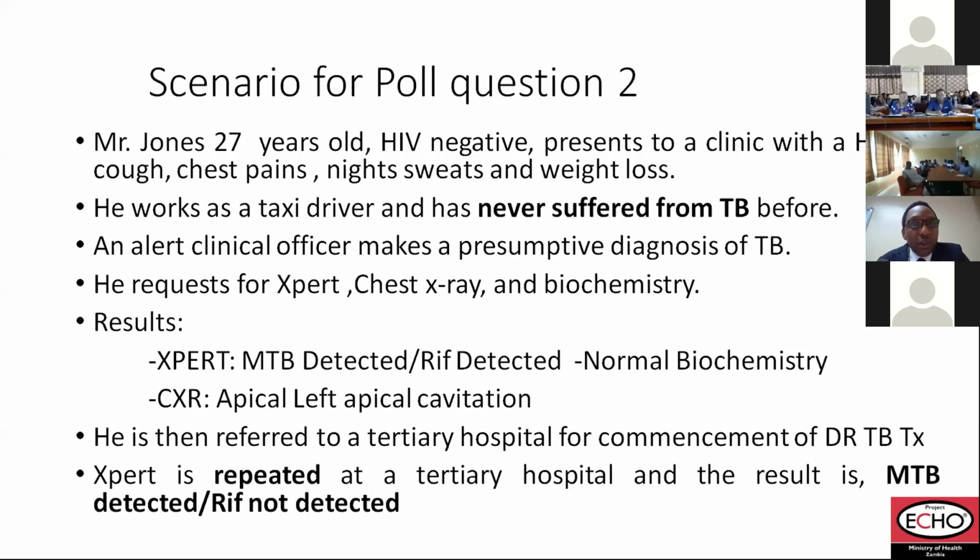B, request for line probe assay and wait. So meaning you're just evaluating this patient further. You're not starting the patient on treatment. C, request for culture and wait. No treatment started. D, start second-line drugs and treat this patient as drug-resistant TB.